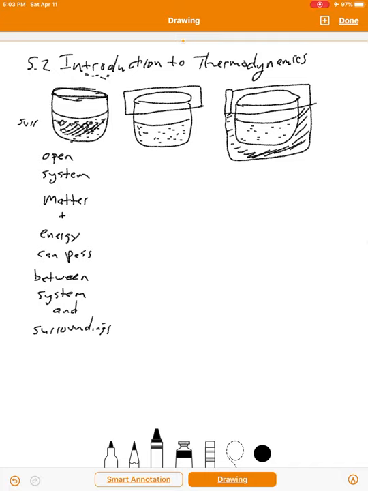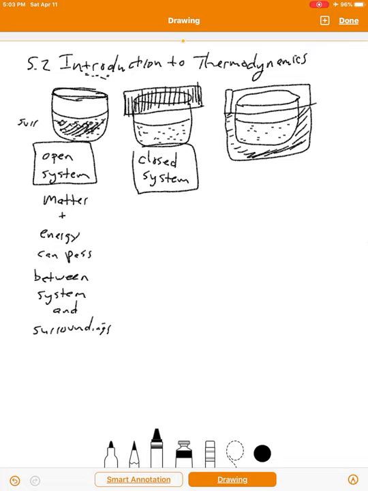Now consider the second coffee cup. The one in the middle has essentially a lid on it. We've put something on top to seal it. And what this does is it doesn't keep heat from flowing in or out, but it does keep the water from boiling away. So we call this a closed system. And a closed system just allows energy to pass between the system and the surroundings.